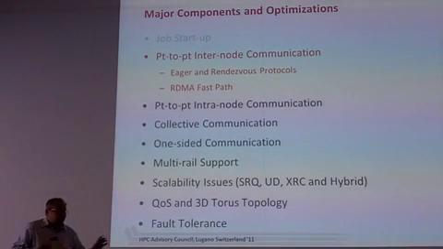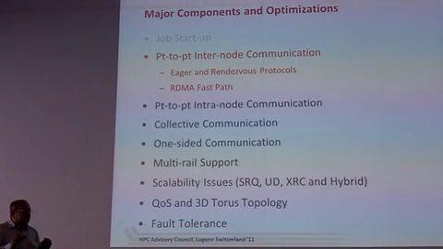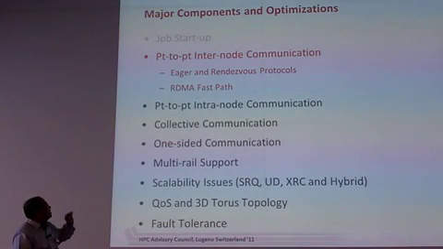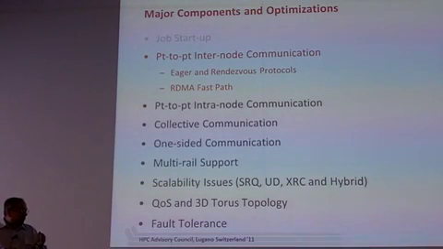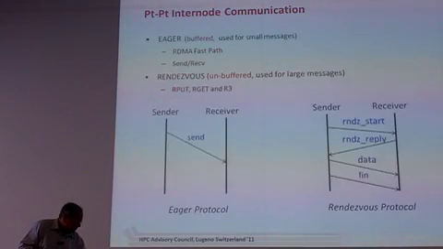Okay. So now let's go to the point-to-point communication. That comes to the basic issues: how we can do point-to-point inter-node and then intra-node. Here we'll talk a little bit about some of the protocols like the eager protocol, the rendezvous protocol, and we have a logic called RDMA fast path. I'll go into more details.